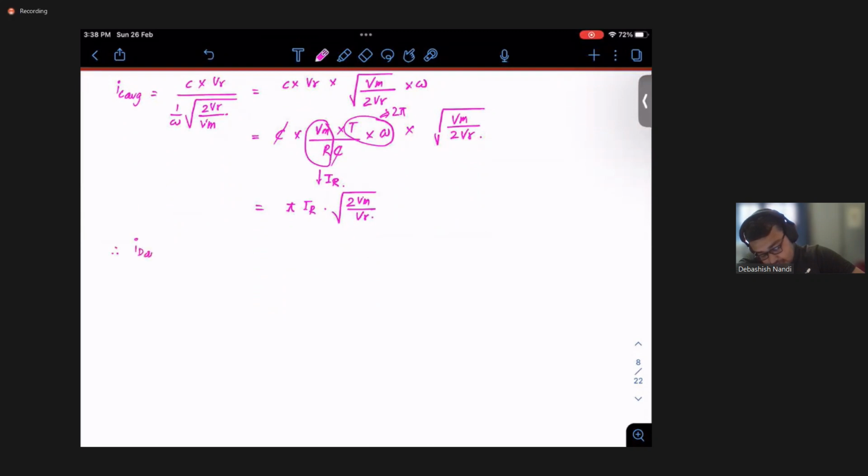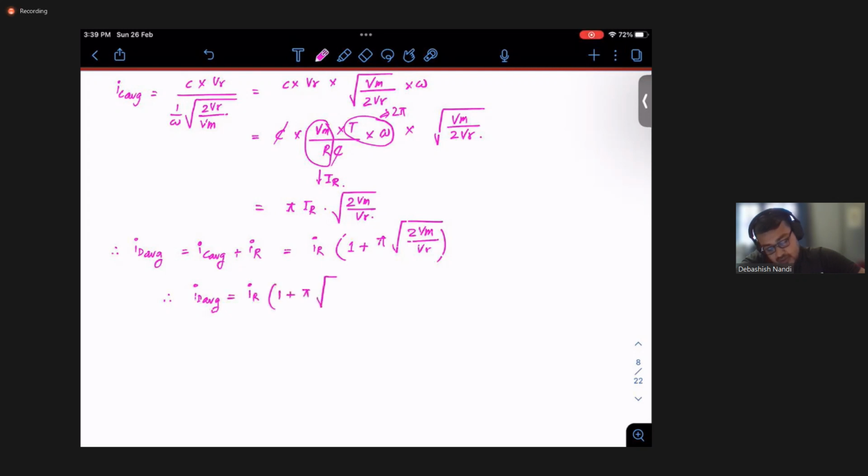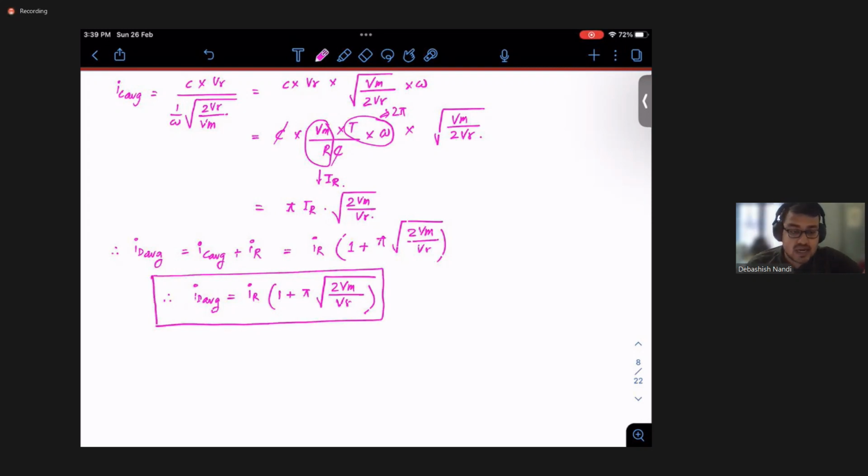So ID average we can write simply as IC average plus IR. If I take IR common, it is 1 plus pi root over 2 Vm by VR. This is the expression: ID average is equal to IR times 1 plus pi root over 2 Vm by VR. Okay. Here, remember the assumptions that we are making.